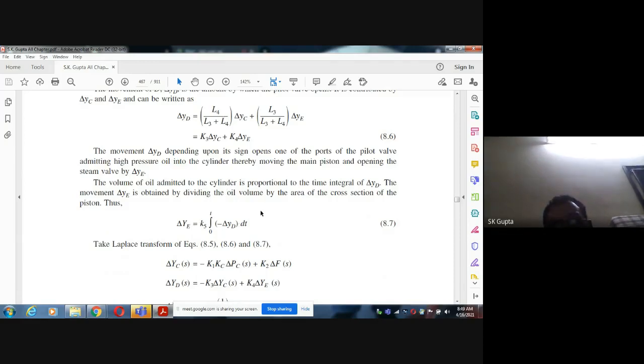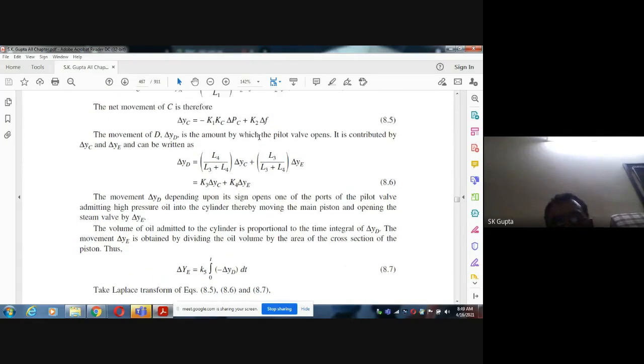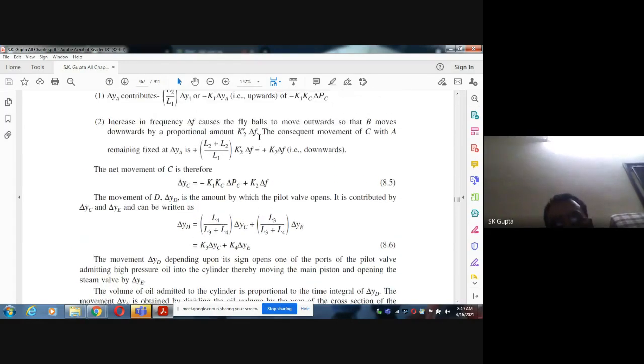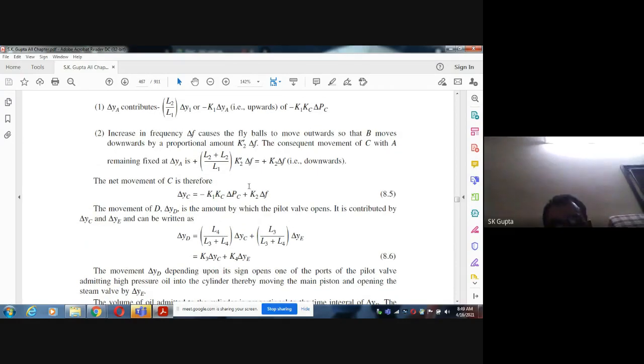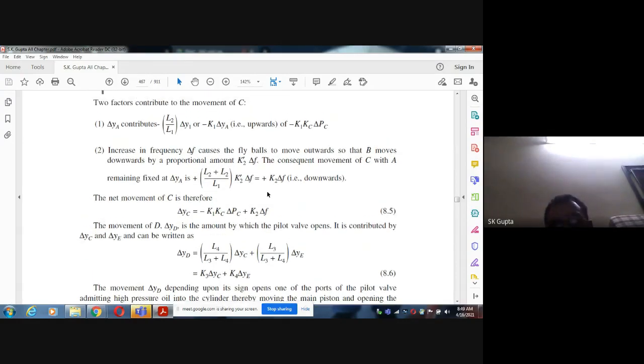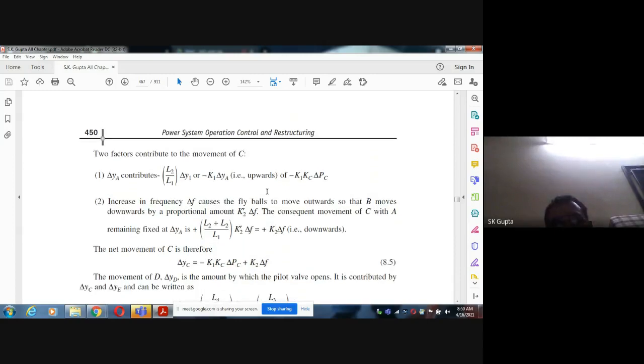So now this is one. There are three very important equations. Two equations we have. This is the third equation, this is the second equation, and this is the first equation. So these are the three very important equations to describe that diagram.